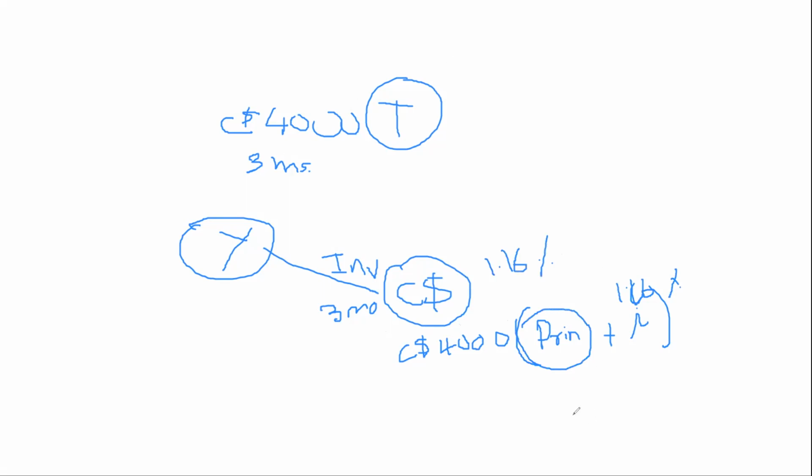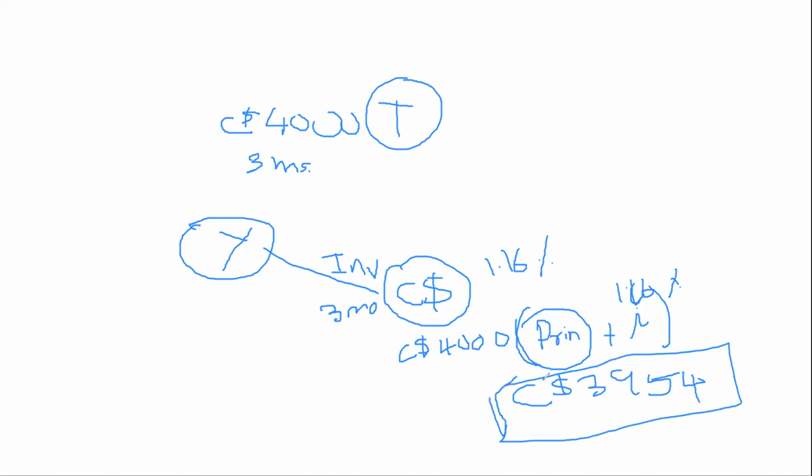Then based on our example, we identify how much we are getting: Canadian dollar 3,954 or something, right? 3,954. You have to invest that into the Canadian investment in order to get 4,000 Canadian dollars at the end of 3 months. Now, this is your investment amount. In order to invest Canadian dollar 3,954, now you need to borrow.